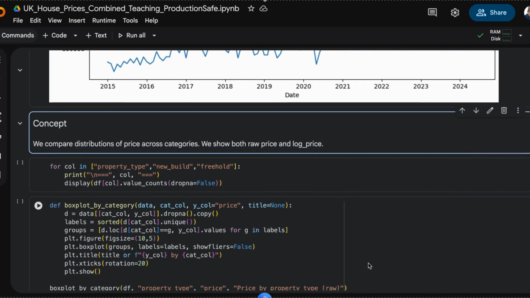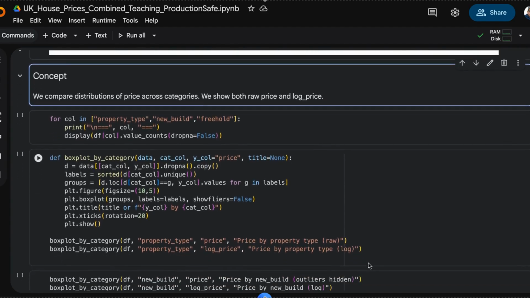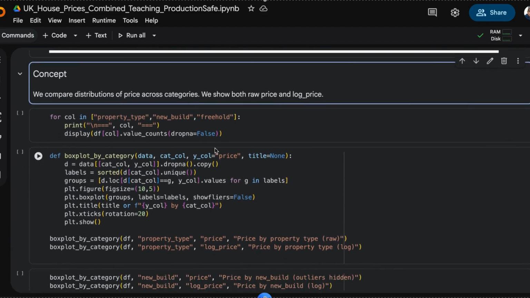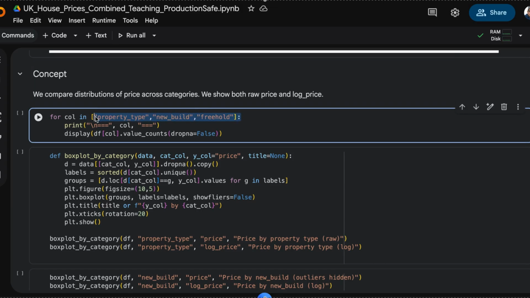We've analyzed the target variable. We've engineered time features. Now we examine how price behaves across categorical groups. In housing data, categorical variables often carry strong predictive signal. Property type, ownership status, and location categories can significantly influence transaction value.